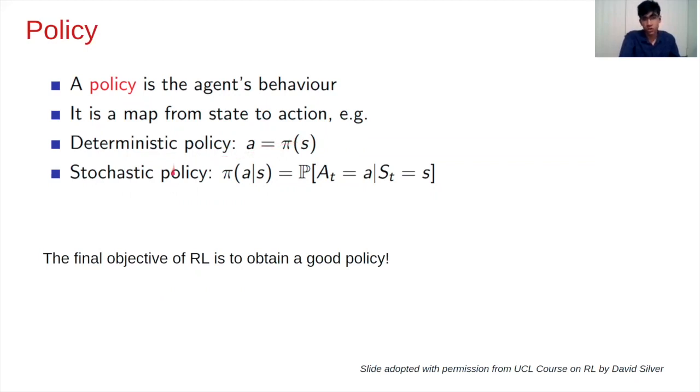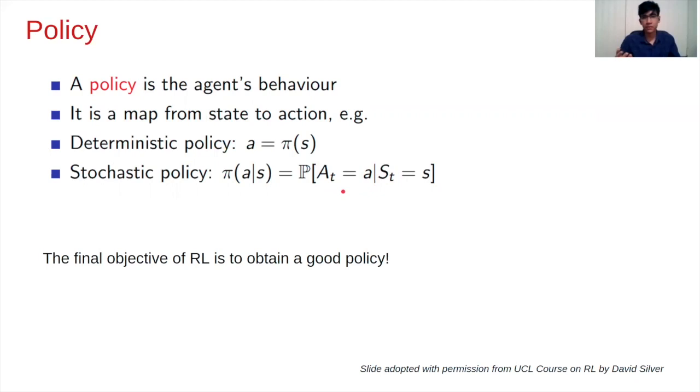Sometimes we also have a stochastic policy, which means it's a distribution over actions. So pi of A given S is a probability distribution over actions, and it weighs actions such that, ideally, good actions should have high probability. It says with what probability I should take action A given my current state.